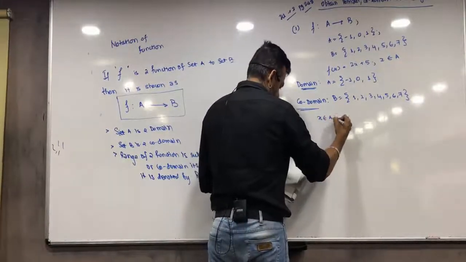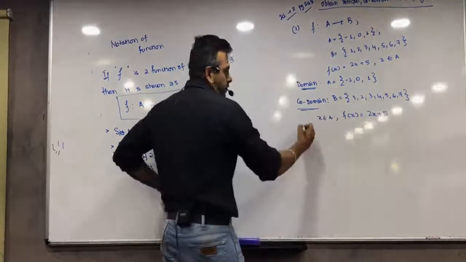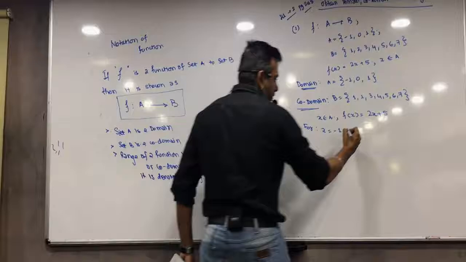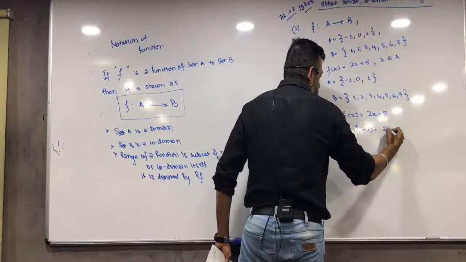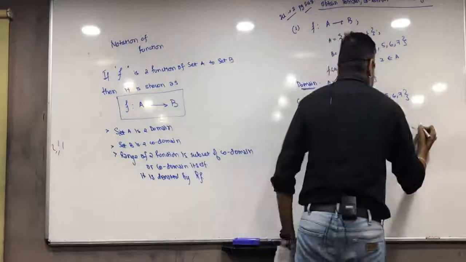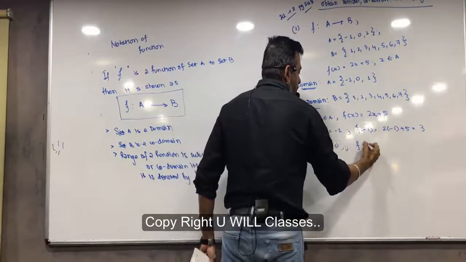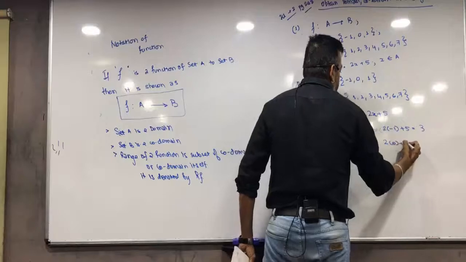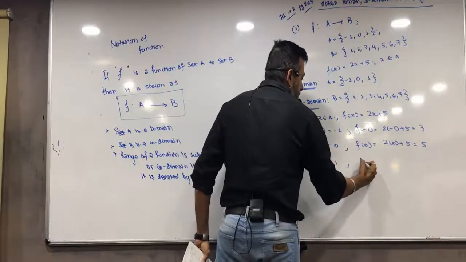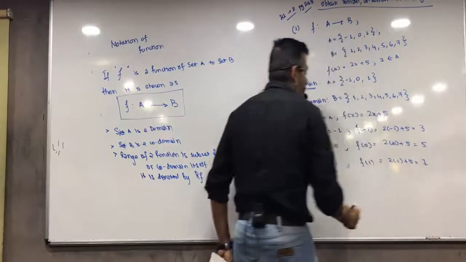x belongs to A. f(x) = 2x + 5. So for x = -1, f(-1) = 2 × (-1) + 5 = 3. For x = 0, f(0) = 2 × 0 + 5 = 5. And for x = 1, f(1) = 2 × 1 + 5 = 7.